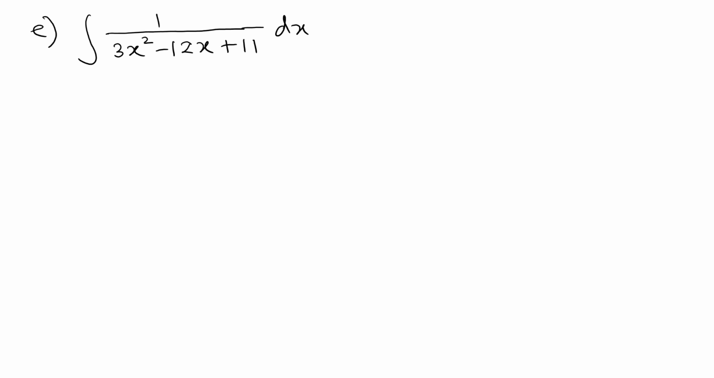So the question is how to do it. As in the previous example, we use completing the square. We can pull 3 out from the denominator first. So we have 1 over, if you pull 3 out, x squared minus 4x. I'm going to leave some space, and we have plus 11.